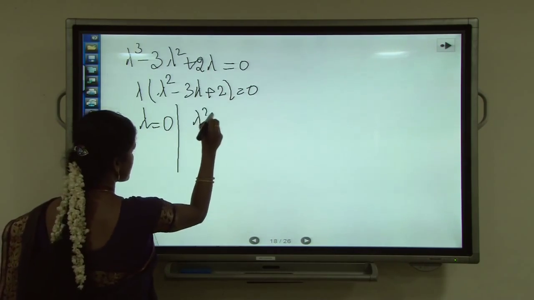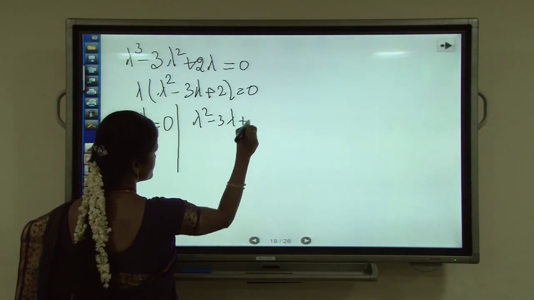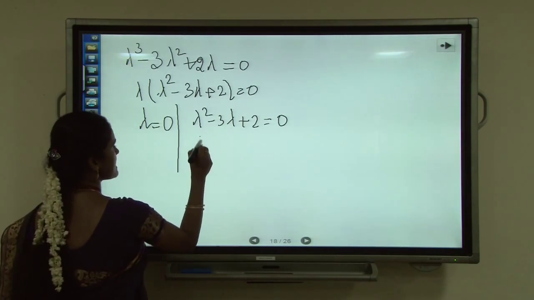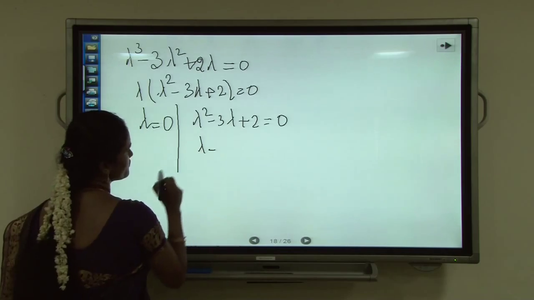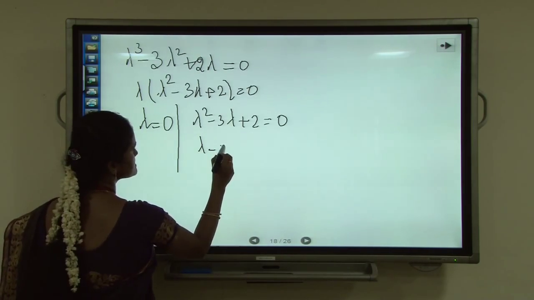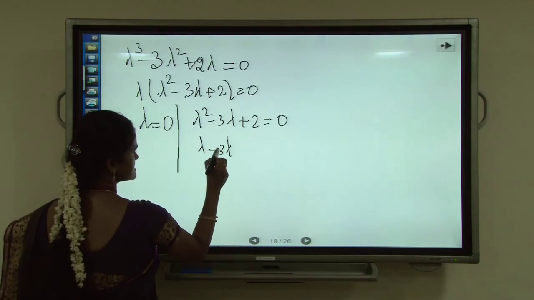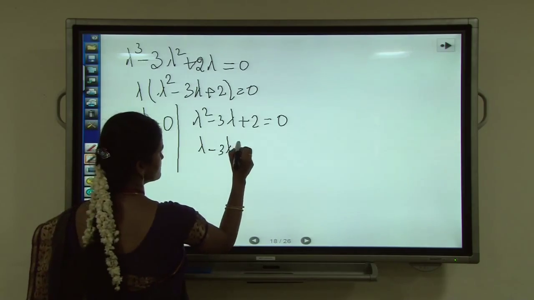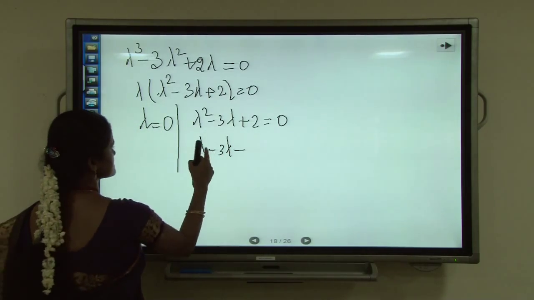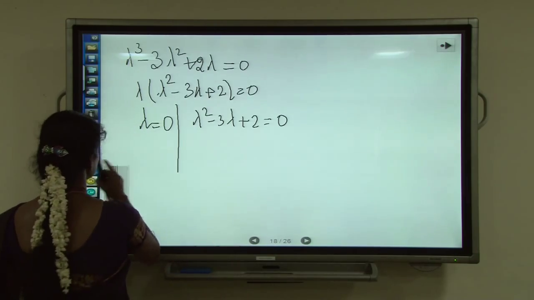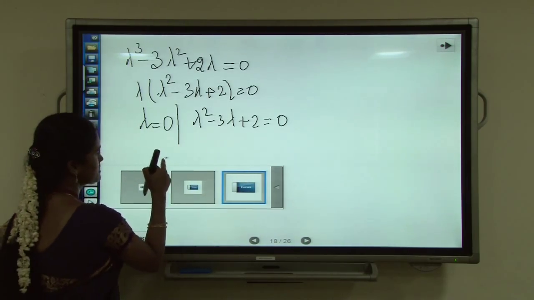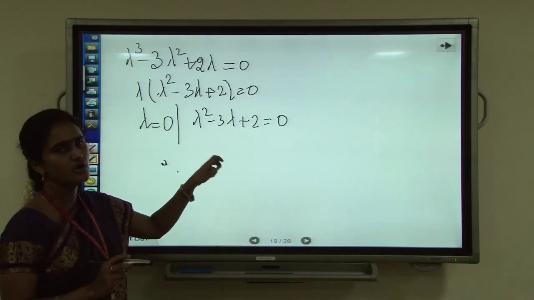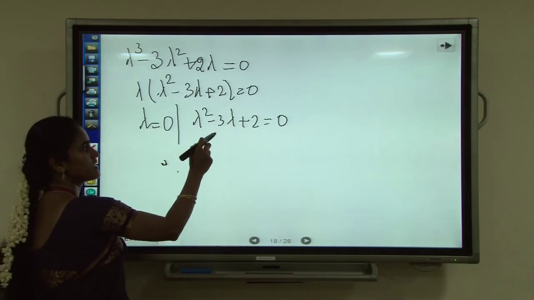Solving this lambda square minus 3 lambda plus 2 is equal to 0 will give you 2 more eigenvalues. We'll write it in terms of its roots. Whenever it is an equation of order 2, either we factorize or we'll find it through the quadratic equation formula. So we'll check whether it could be factorized.